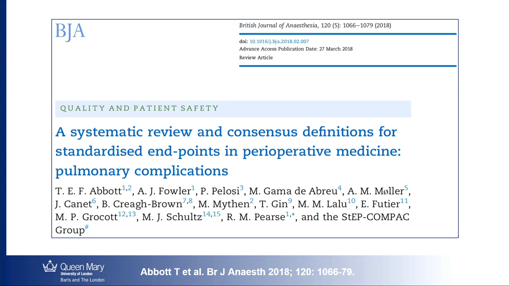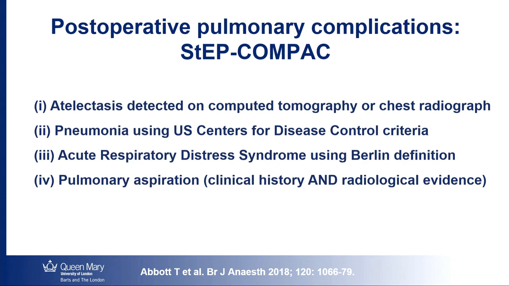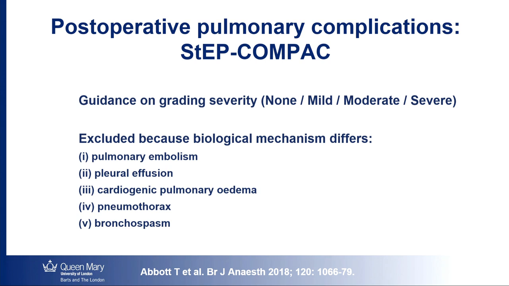And this is the one for postoperative pulmonary complications. It has basically reinvented what the definition should be to make sure that they fit, but they still have advisory warnings on them. Effectively, these are the four key components of the STEP-COMPACT definition for postoperative pulmonary complications. Atelectasis, demonstrated by CT or chest radiograph. Pneumonia, using the US CDC criteria. ARDS, using the Berlin definition. And pulmonary aspiration, provided you've got both the clinical history and the radiological evidence. There's a real concern about overdiagnosis of pulmonary aspiration. However, we also strongly emphasized grading the complications on severity.